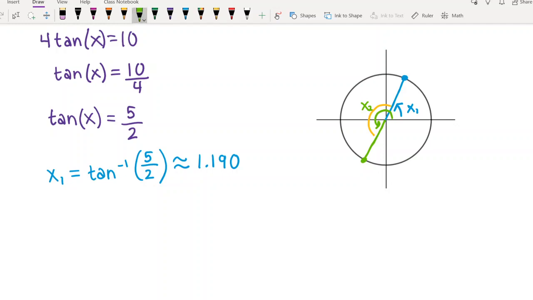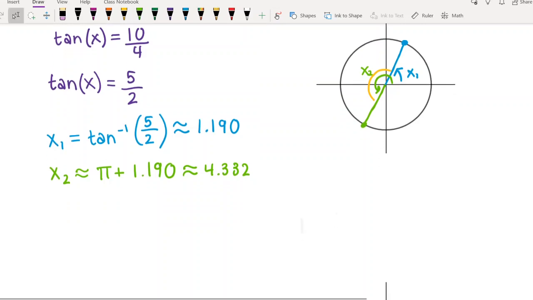So our second angle is going to be pi plus 1.190, and that's approximately 4.332 radians.